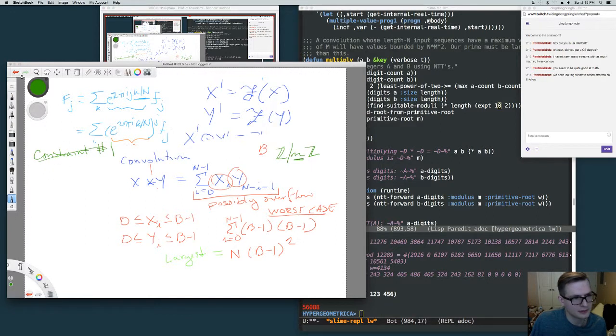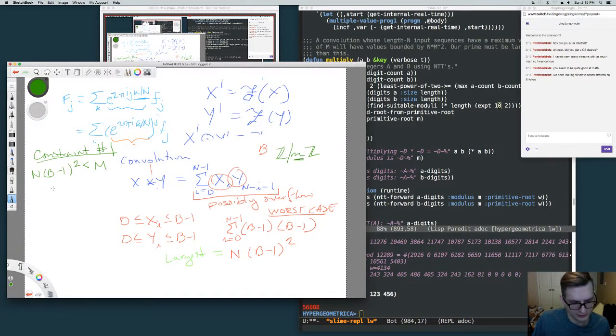whoops, I did not mean to cross that out. I meant to underline it. Our modulus must exceed that. So n times (b minus 1) squared should be less than our modulus.